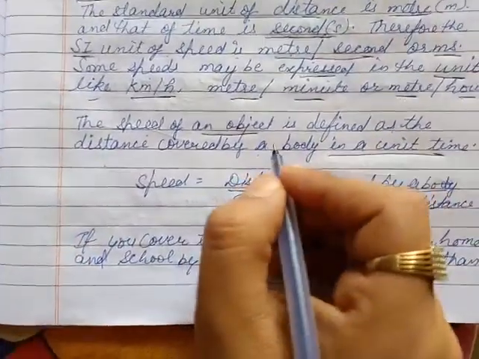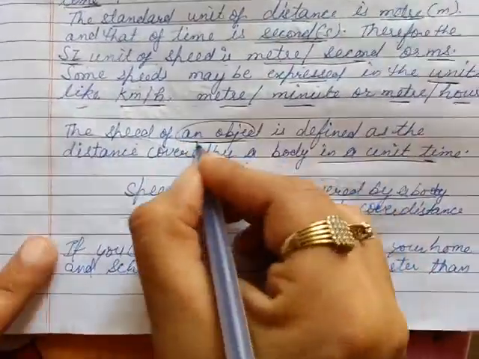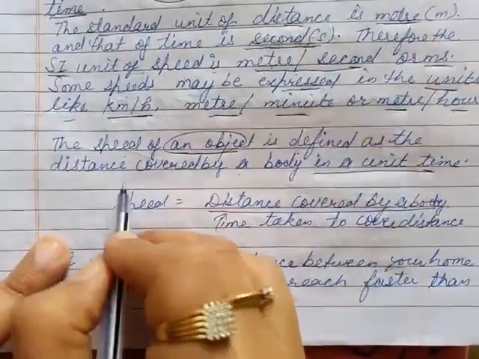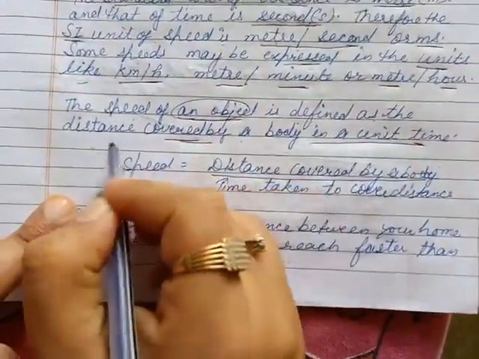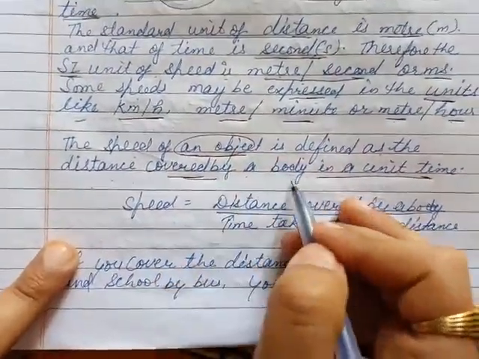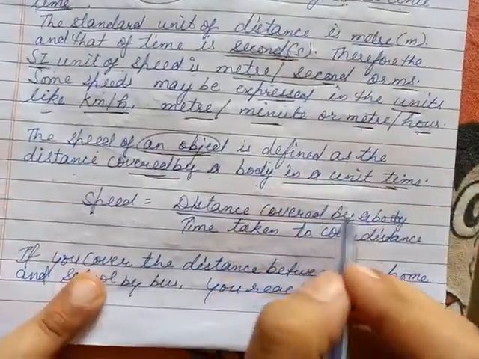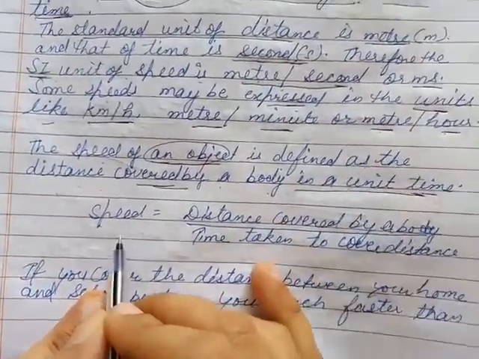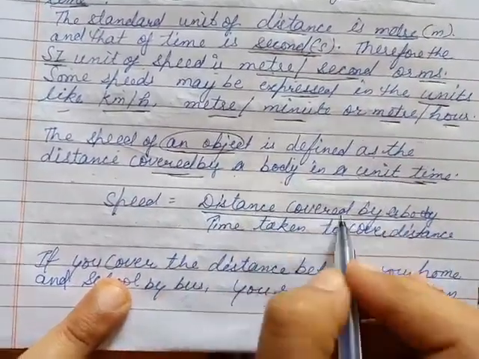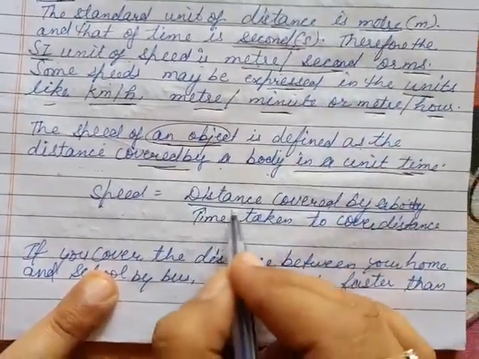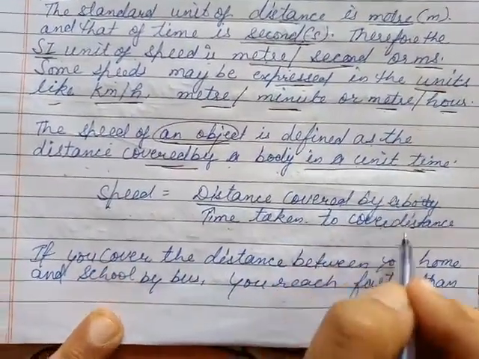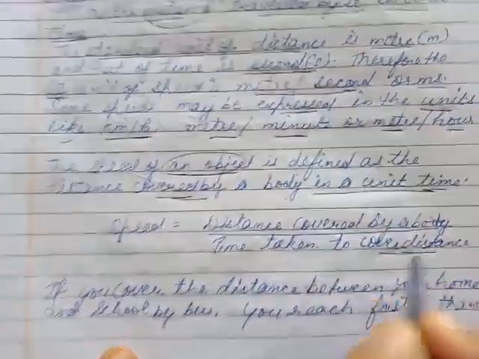The speed of an object is defined as the distance covered by a body in a unit time. स्पीड इक्वल टू डिस्टेंस कवर्ड बाय ए बॉडी अपॉन टाइम taken to cover distance.